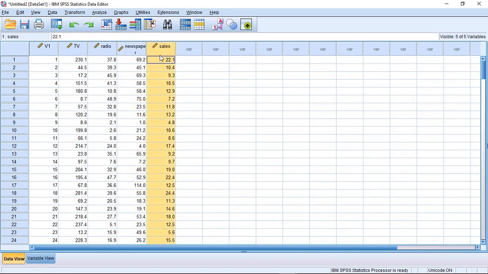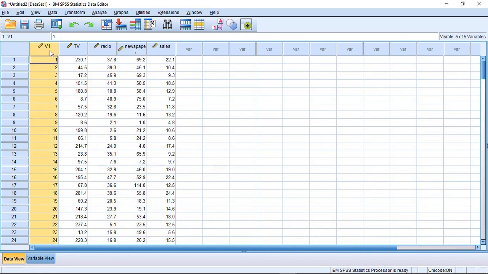So here the sales are the dependent variable. The TV, the radio, and the newspaper are independent variables. We've got three independent variables. So we want to look at the effect of those advertising strategies on the sales.